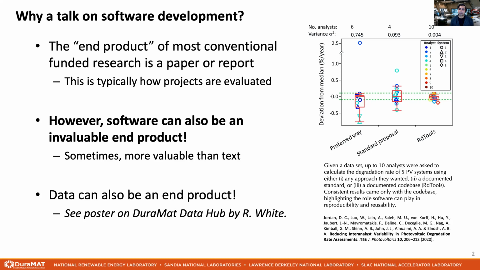So what this means is that the software package is really the most powerful tool for ensuring reproducible research in things like degradation analysis. As a side note, I'll mention that apart from software, data can also be an important end product. And maybe Robert White will talk more about that in his poster on the Duramat Data Hub.